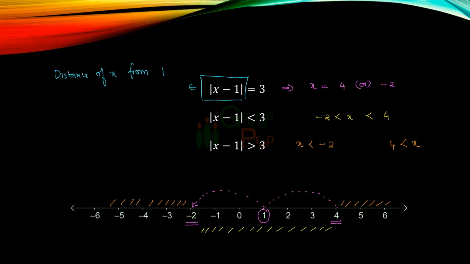And when I come to the next one, this says distance of x from 1 is greater than 3. Again, we know the boundary points are here. Greater than 3 means it should be outside my boundary points, right? So it has to be either less than minus 2 or greater than 4. So that's what I have written here.